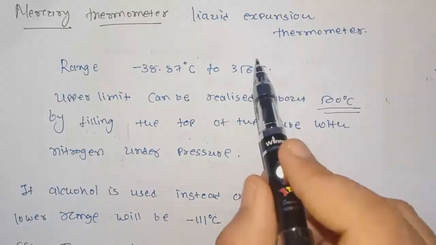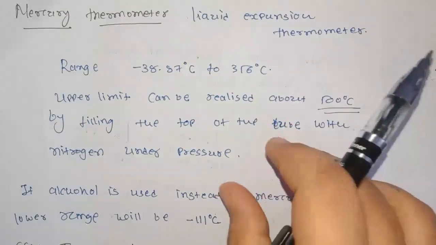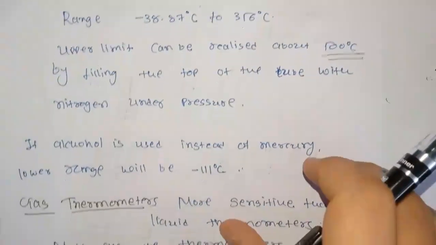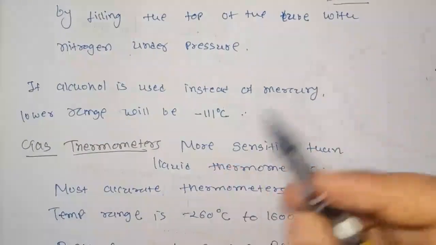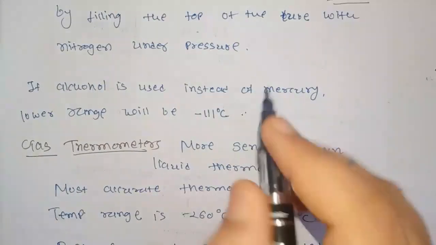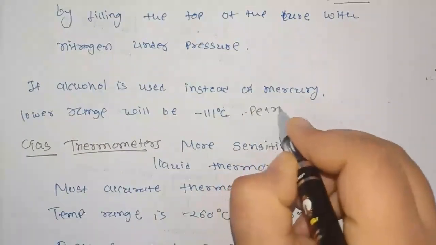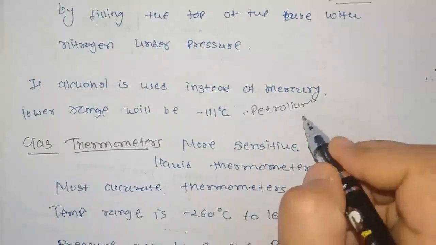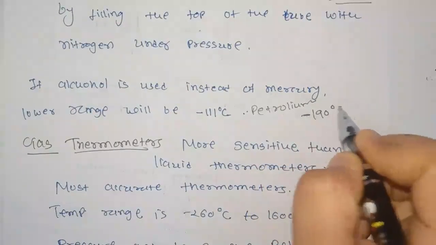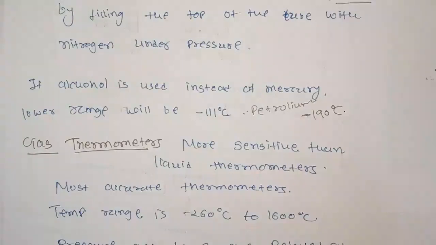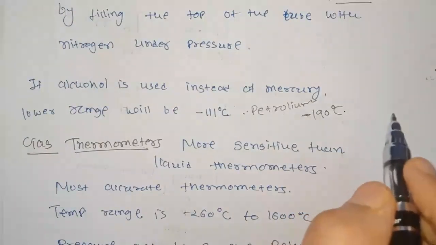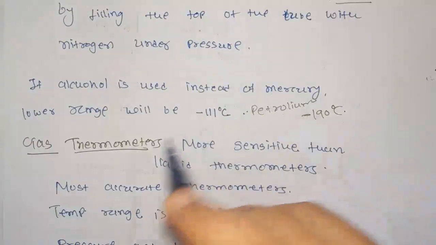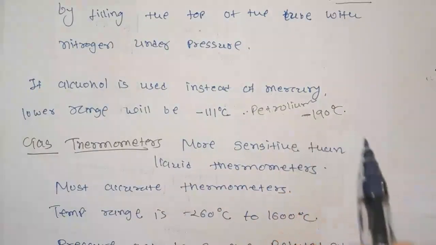degrees Celsius. If we use alcohol, then we can measure the lower temperature down to minus 111 degrees Celsius, and if we use petroleum, then we can measure lower, down to minus 190 degrees Celsius. So if our job is to measure the lower temperatures, then we can use alcohol or petroleum instead of mercury.